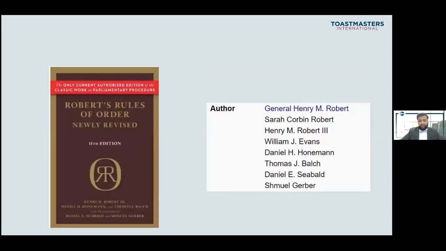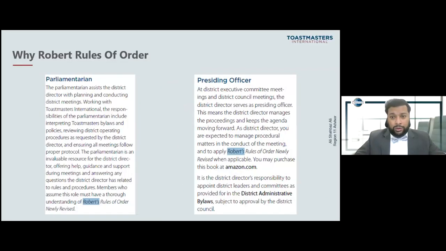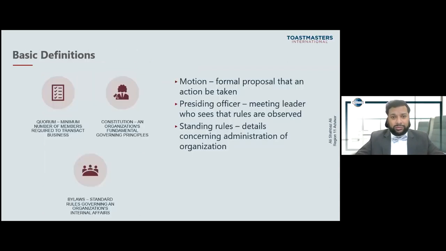We discussed briefly the latest book in the market, Robert's Rules of Order, Newly Revised. We spoke about why Robert's Rules of Order should be followed in our Toastmasters meetings, and that's very much mentioned in our leadership handbook, which is the district leadership handbook, and even the governing document. Some basic definitions were covered on what is a quorum, constitution, bylaws, standing rules, who is a presiding officer, and motion, especially the part where we discussed quorum, which is normally 50% plus 1 to transact business.